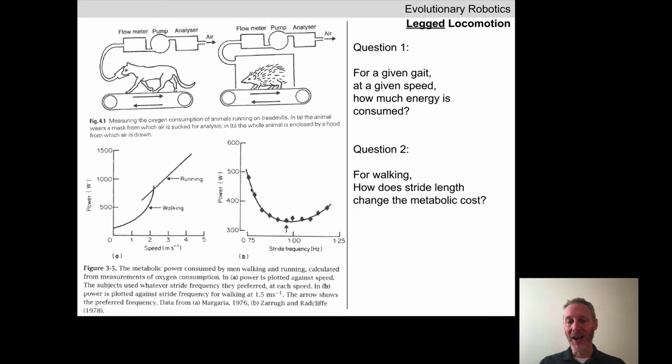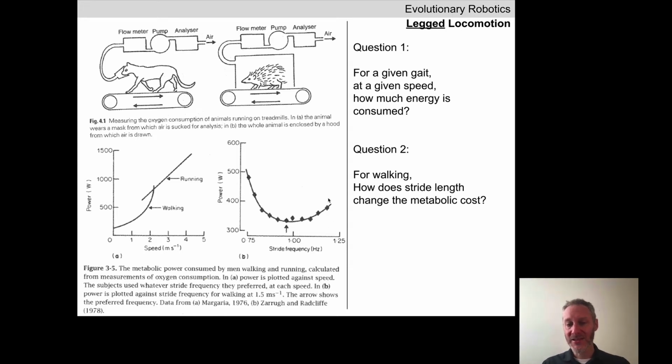Okay, there are lots of other interesting relationships between energy, efficiency, speed of travel, and stability. Here's just one more case. Here again, they have a bunch of human male subjects, and in this case they asked the subjects to walk with different kinds of walking gaits. All these gaits were done at 1.5 meters per second on the treadmill.